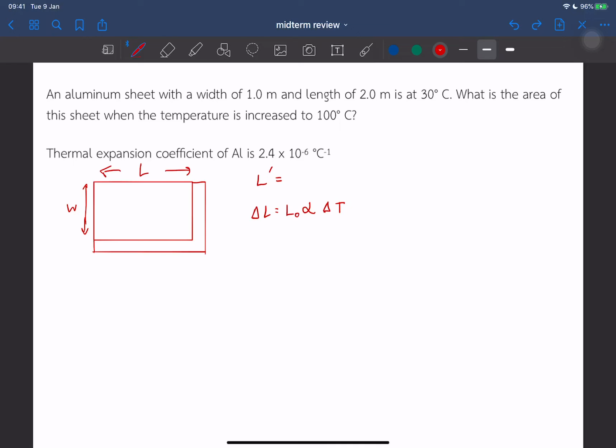If you do the calculation correctly, you're gonna see that delta L is very small, so it doesn't make sense to say L prime is just L0 times alpha times delta T. This is wrong, because we forgot to add the initial length to the change of the length. Okay, so I'll write it down here. L prime is the initial length plus the change in the length, which is delta L. So it's L0 plus L0 alpha delta T. So that's going to be L0 times (1 plus alpha delta T), like this.